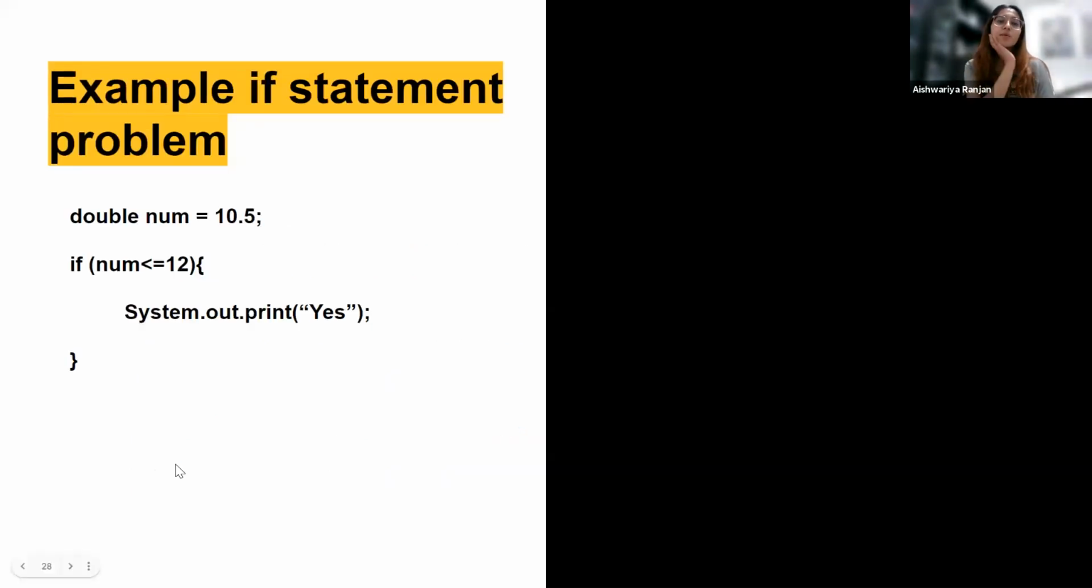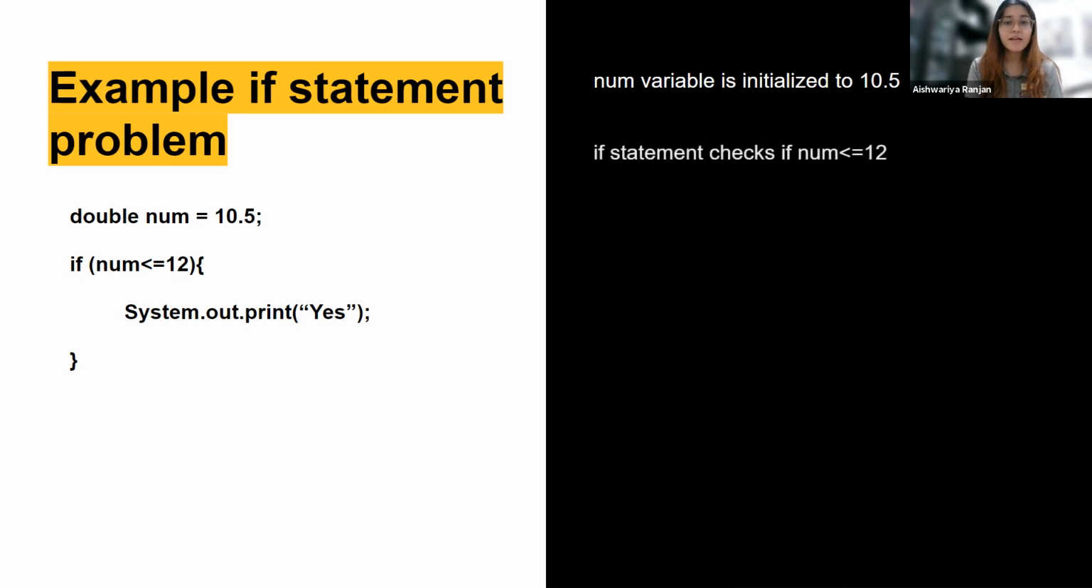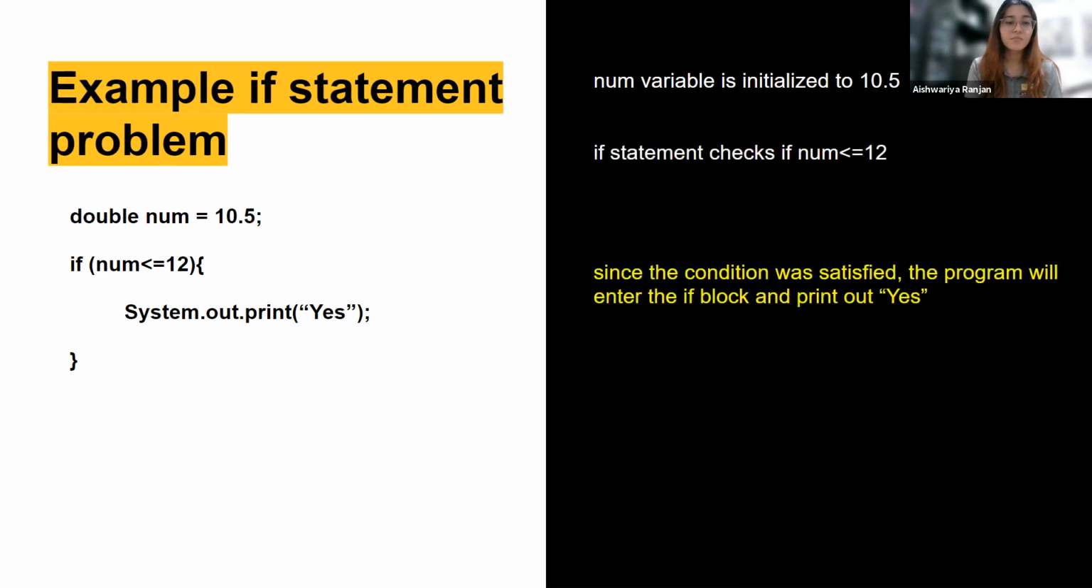There is another example problem. Double num is 10.5. If num is less than equal to 12, print yes. The num variable is initialized to 10.5, and the statement has to check if that number is less than 12, which it is. So we would print out yes, because the condition is satisfied.